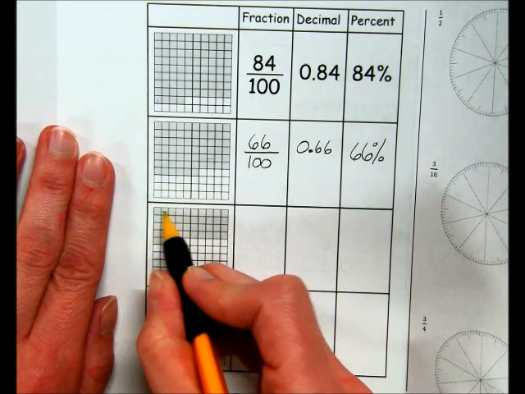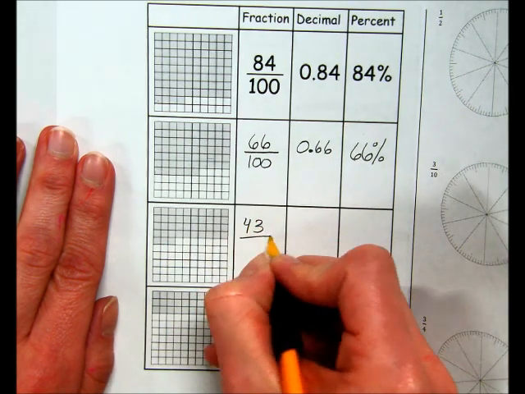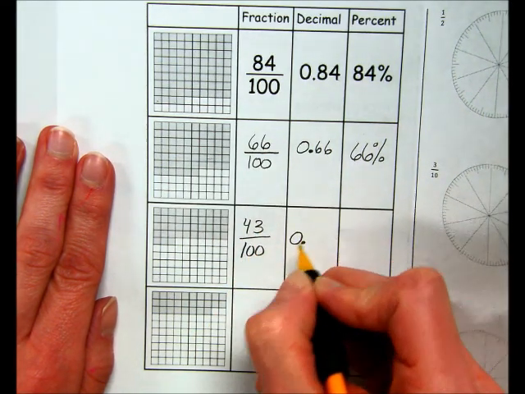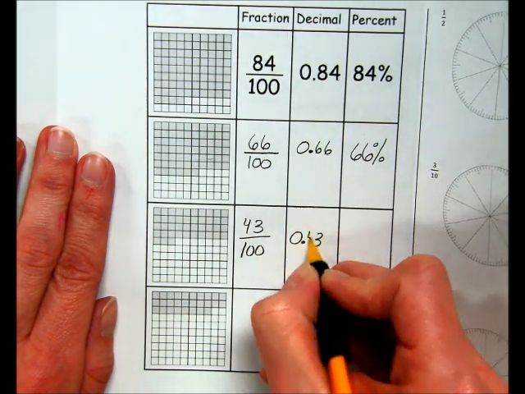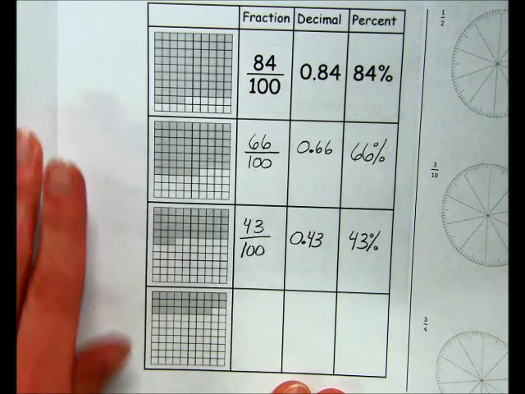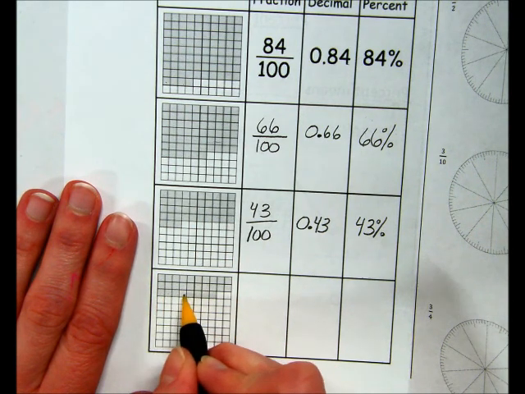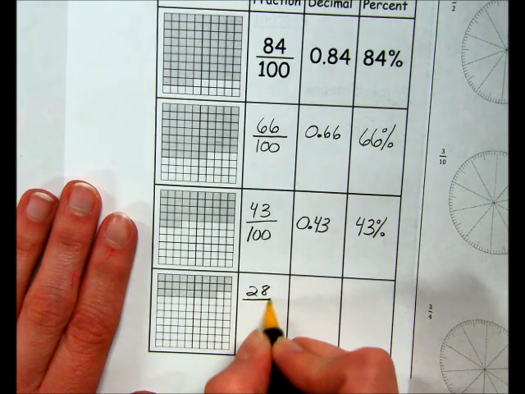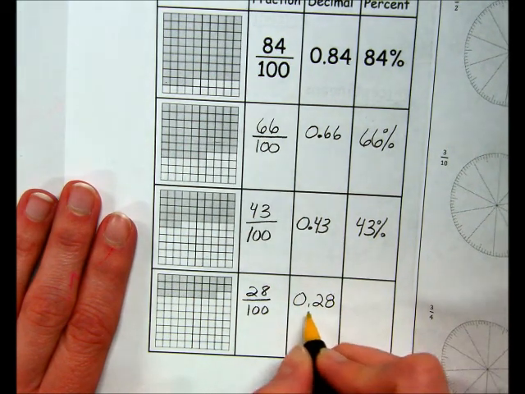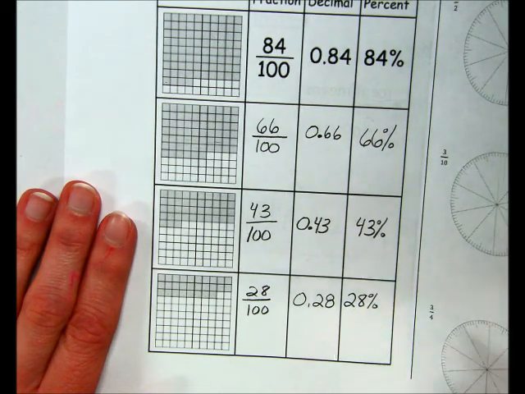Moving down to the next problem, we have 10, 20, 30, 40, 3 squares. So 43 out of 100, which is 43 hundredths. If we write as a decimal place, the 3 would go in the hundredths place and the 4 would go in the tenths place, and we could write that as 43%. Moving down to the last example with the squares, we have 10, 20, 1, 2, 3, 4, 5, 6, 7, 8. So 28 out of 100. And that would be written as 0.28, which is 28 hundredths, written in decimal form. And then that would be 28%.